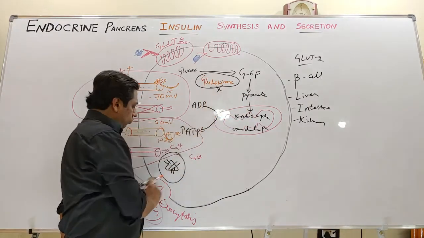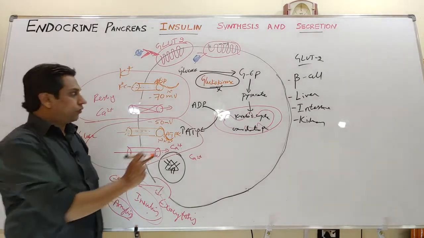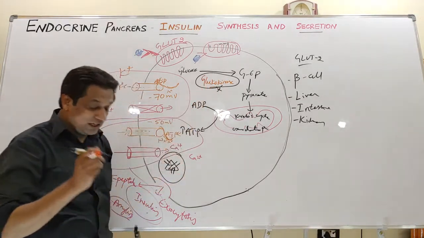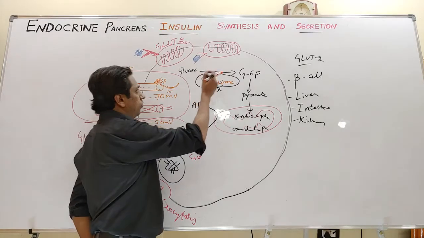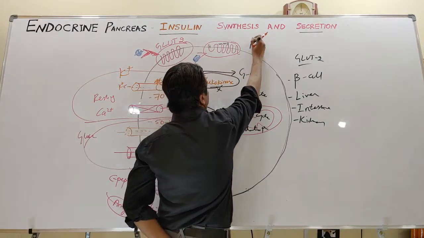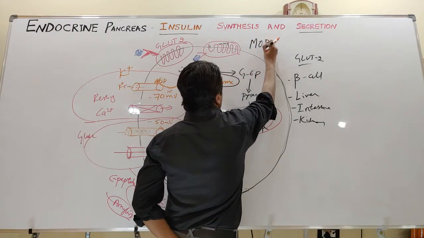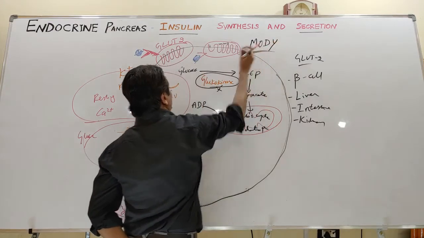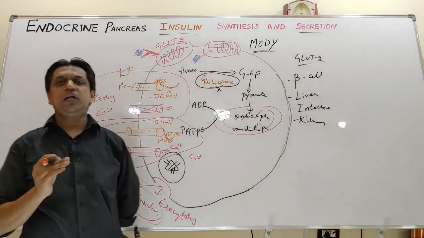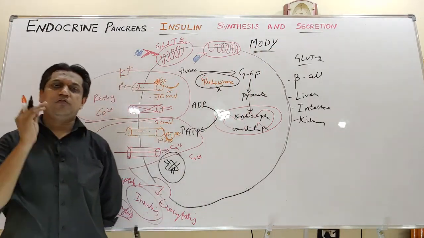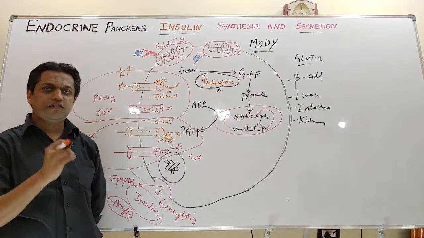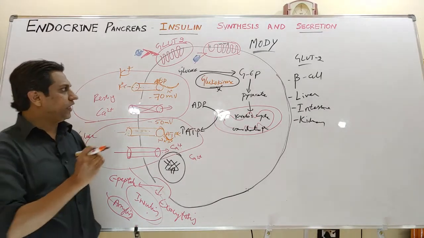So then this insulin is not secreted. Okay, so there is one clinical condition of diabetes which is known as MODY, M-O-D-Y. What is the full form of this? Maturity onset diabetes mellitus of the young. So in this condition, it is a hereditary genetic condition.